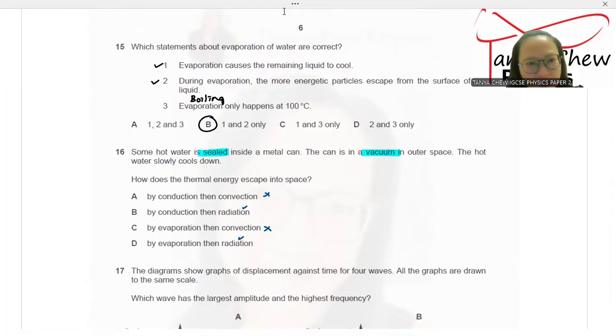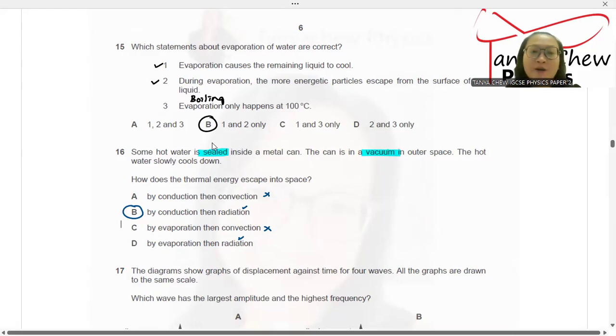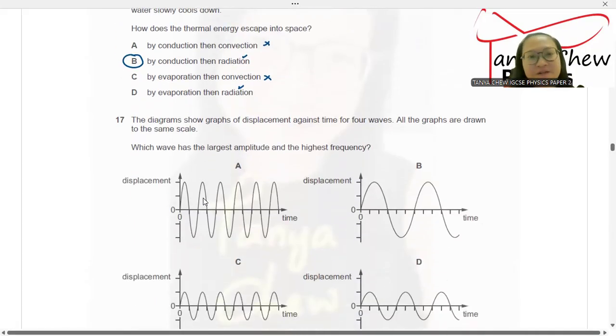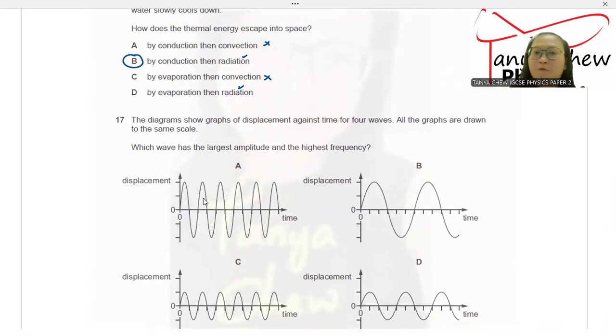Now, evaporation, if you think about it logically, since the hot water is sealed, that means tightly closed, how can evaporation occur? Because when evaporation occurs, the molecules must be escaping to the surroundings. That is not true. Therefore, B is the answer. Conduction means there is a physical contact between hot water and metal. So that is conduction.